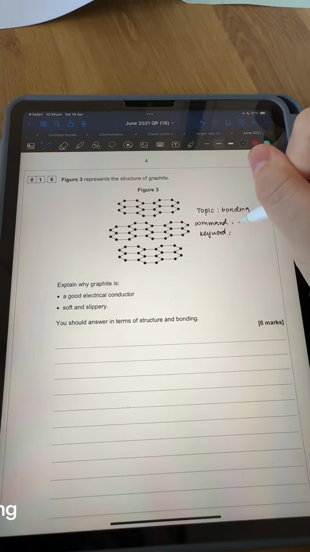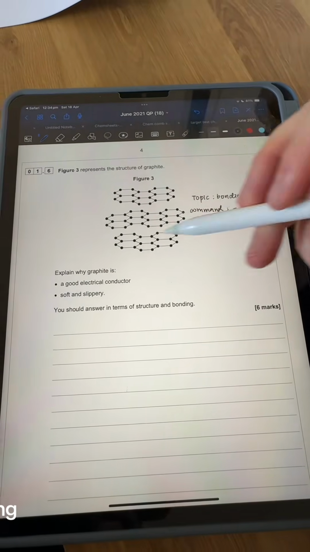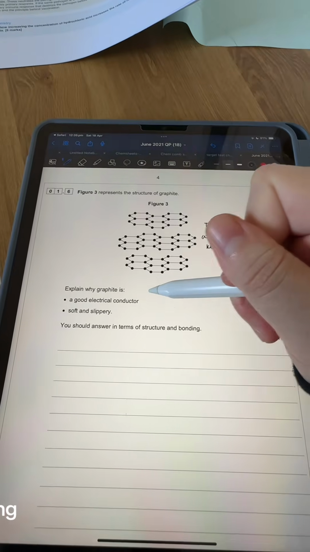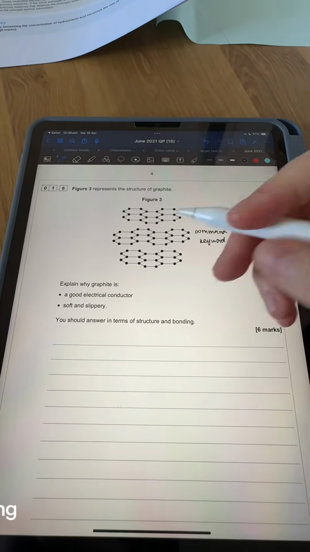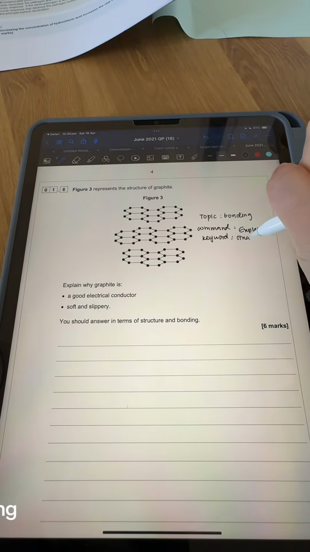So in this case, it's going to be explain, which means you want to make sure that you link it back to the question itself, aka the diagram. There's quite a lot of keywords here. They said electrical, they said soft and slippery, but the main thing that they said is structure and bonding. So that's what we're going to write over here.